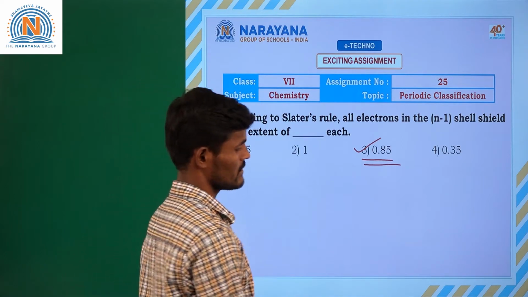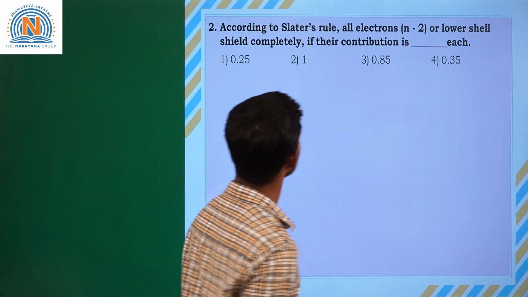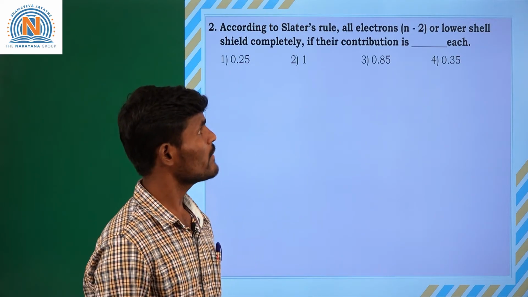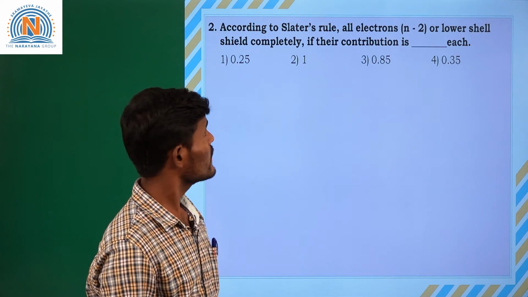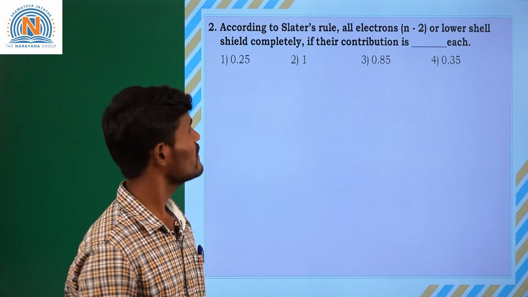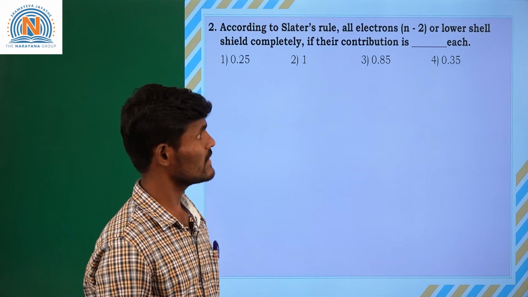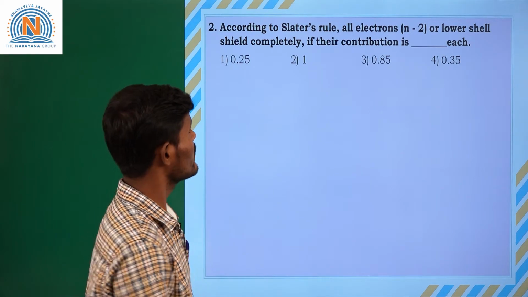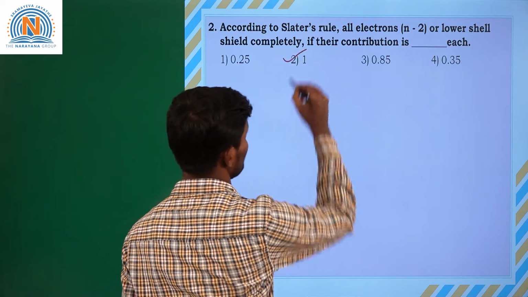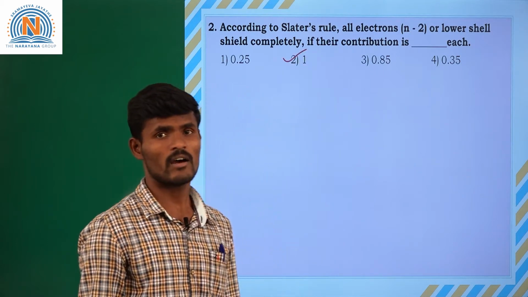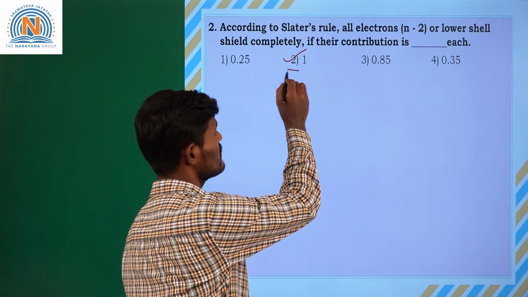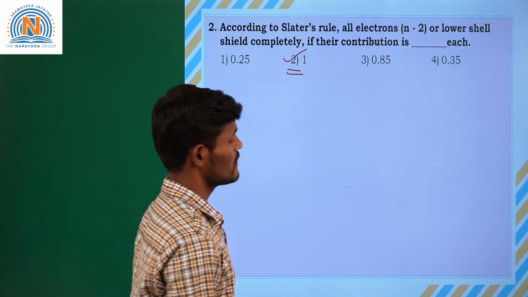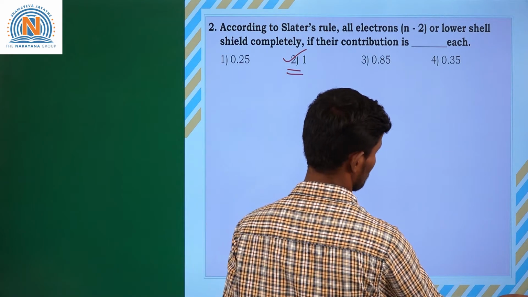Okay, next, second question. According to Slater's rule, all electrons in the n-2 and lower shells shield completely, their contribution is dash each. Here the answer is 1. So the answer is the second option. Next, come to the third question.